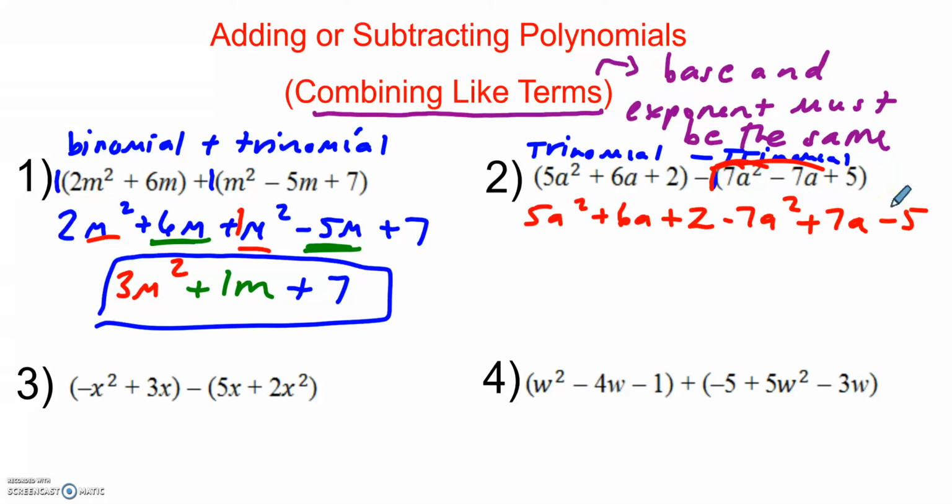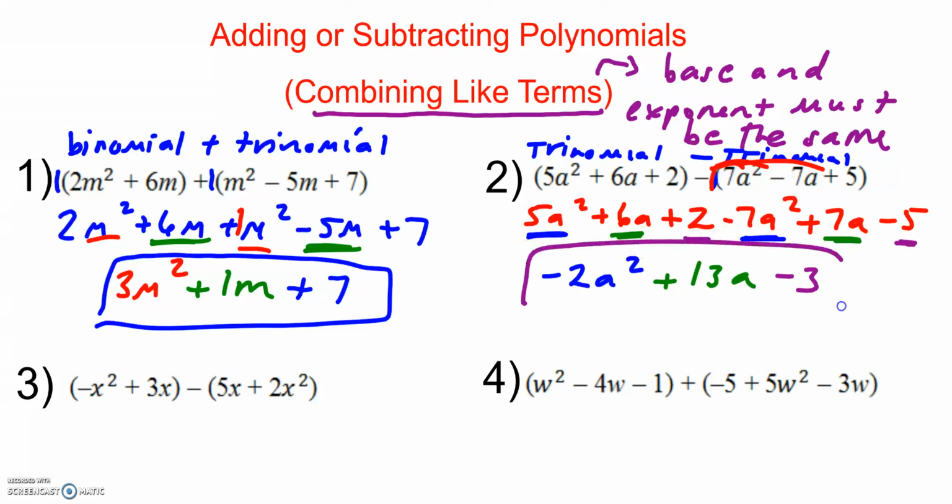And now, like number 1, I'm going to combine like terms. 5a squared can combine with negative 7a squared, so that would be negative 2a squared. Positive 6a combines with positive 7a, so that's positive 13a. And then positive 2 and negative 5 would be a negative 3. So this would be my answer in standard form.